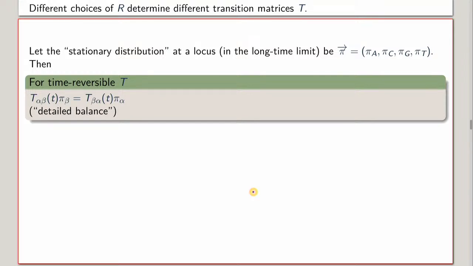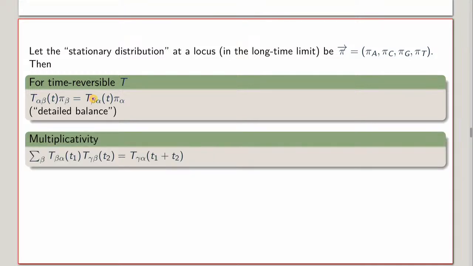Let the stationary distribution at any locus be the pi vector, which is the fraction of nucleotides: pi_A, pi_C, pi_G, pi_T, which could be 1/4 each. Then for a time reversible matrix like this, this condition is required, which is called detailed balance. Essentially what this is saying is that the stationary distribution doesn't change under the application of T.